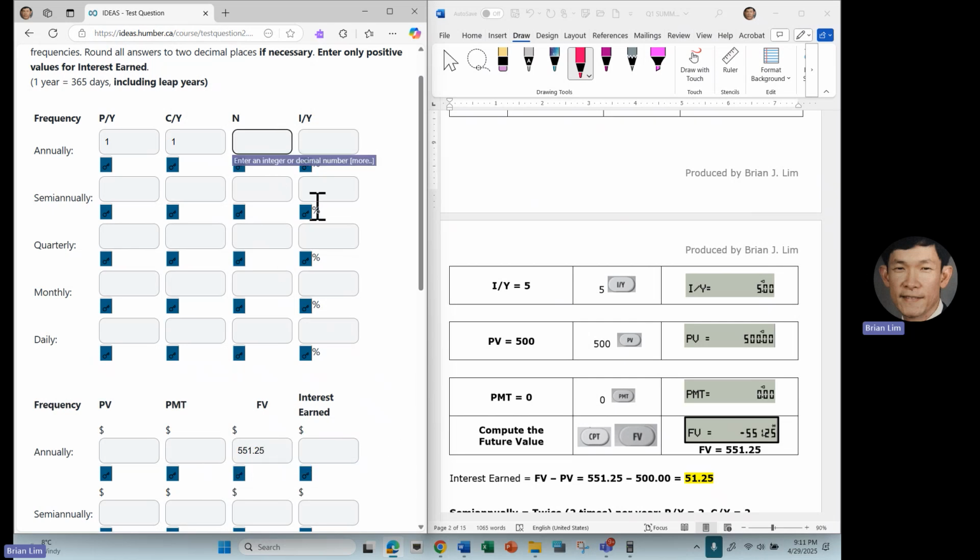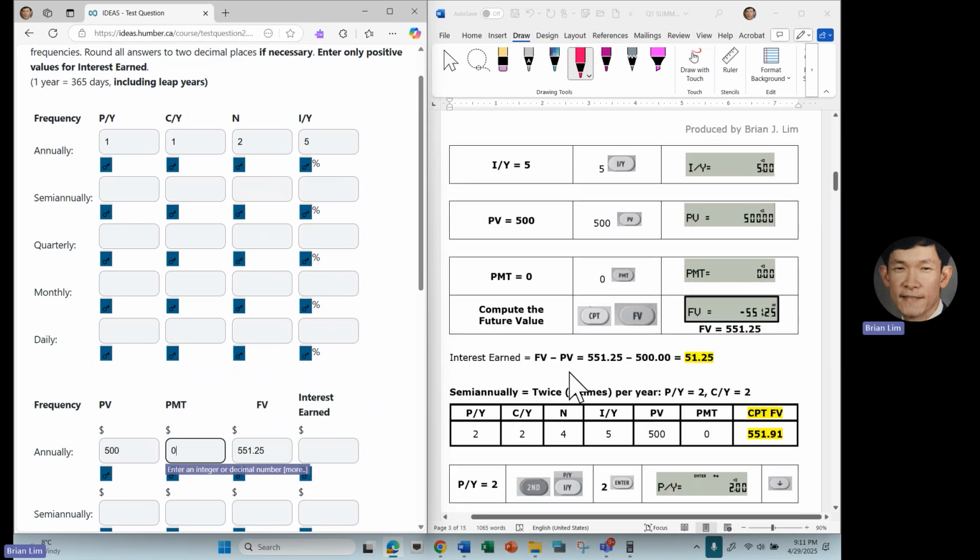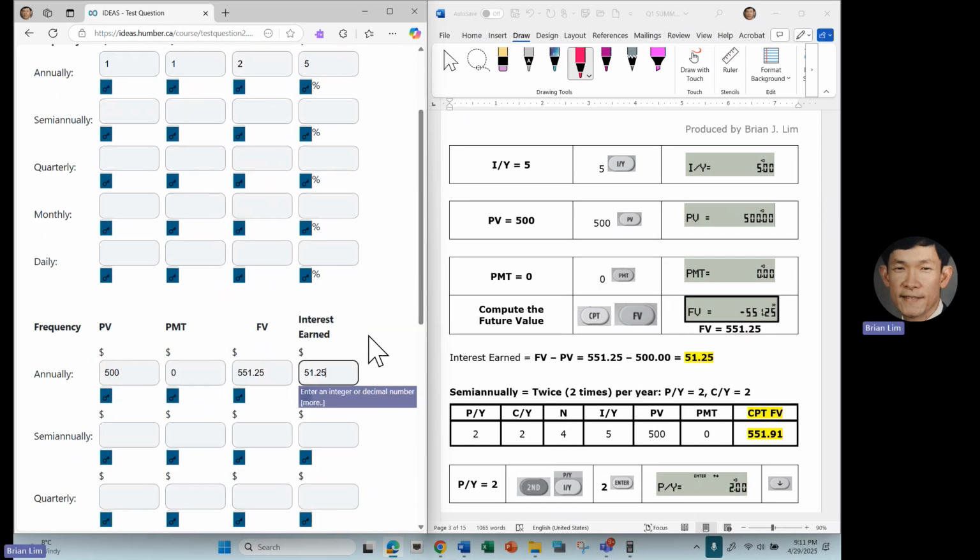Now let's fill in the other boxes. N is 2, I/Y is 5, and the present value is 500. Payment is 0. And the future value is 551.25. Now to get the interest earned, we take the future value and we subtract the present value. In this case, the future value is 551.25 and the present value is 500. We subtract that and we get 51.25. All right, and that is what happens.